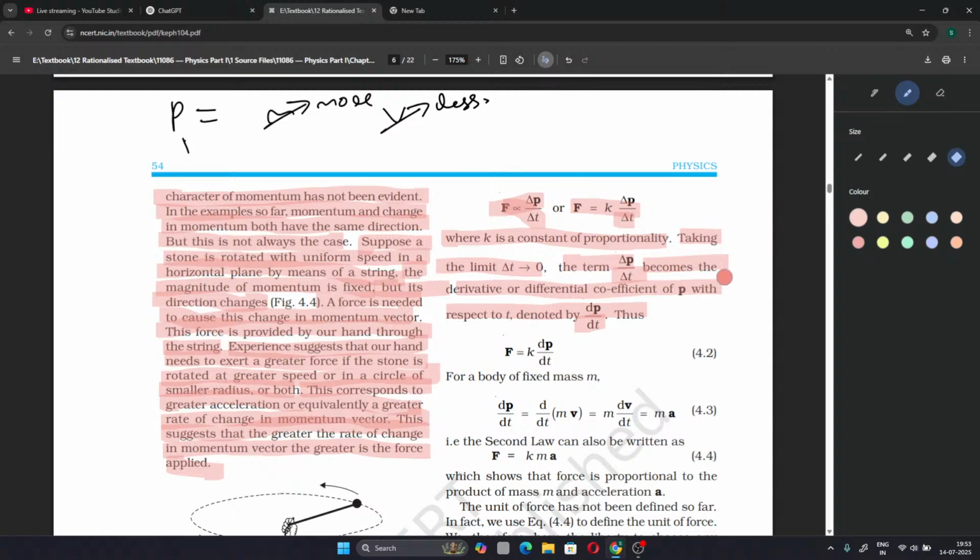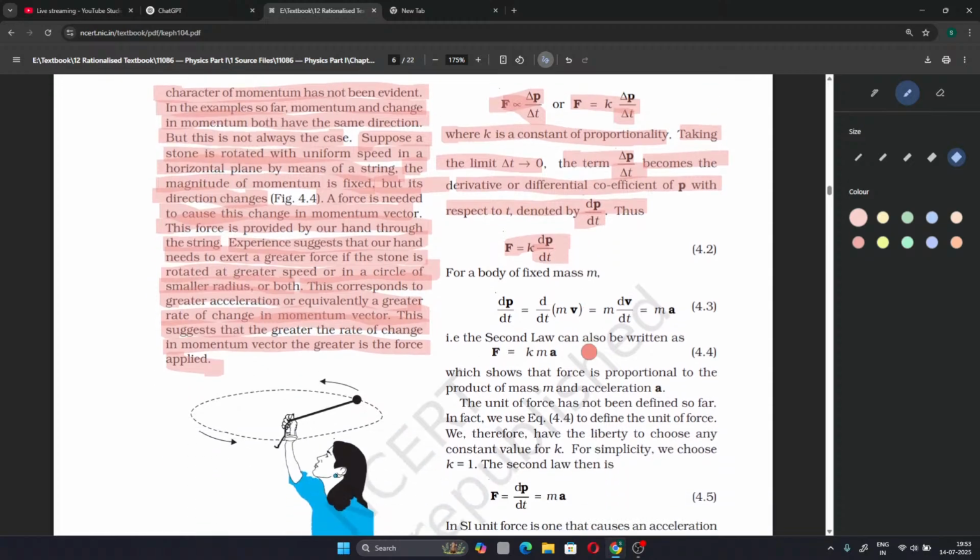Basically, delta P by delta t is used for large time intervals or large changes, whereas dP by dt is used when delta t tends to 0, which means we are calculating instantaneous force. Force equals K dP by dt for a body.